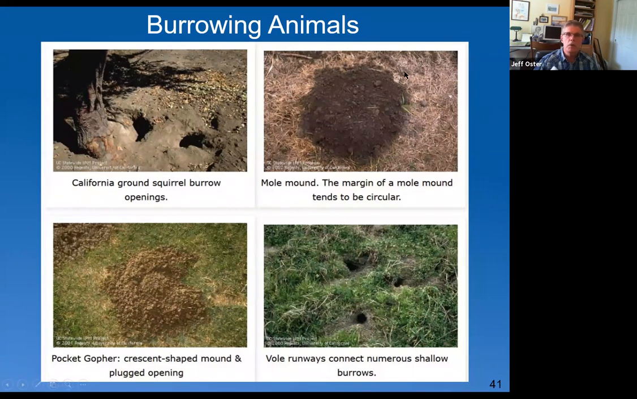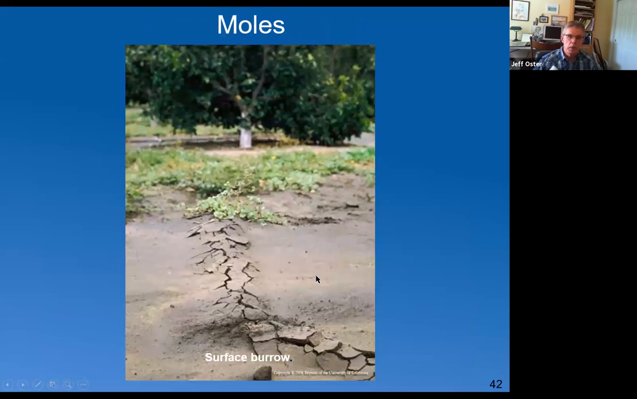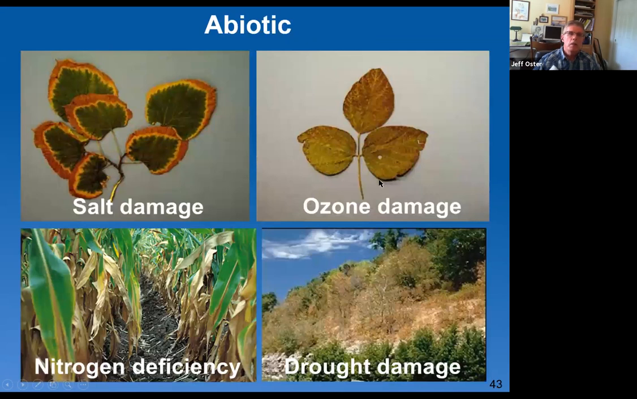Mole mound, which is circular. Gopher mound, which tends to be crescent shaped. There's a little indentation in one side. You can tell a mole from a gopher that way. And voles, which are like mice. They have a nice circular opening, and they're runways. They have very shallow burrows, and they run from one to another and actually leave trails. So yeah, it's not an earthquake, it's a mole. So they tunnel near the surface, and you may find this mounding in areas you didn't really like to see it. Let's go from biotic to abiotic disorders.